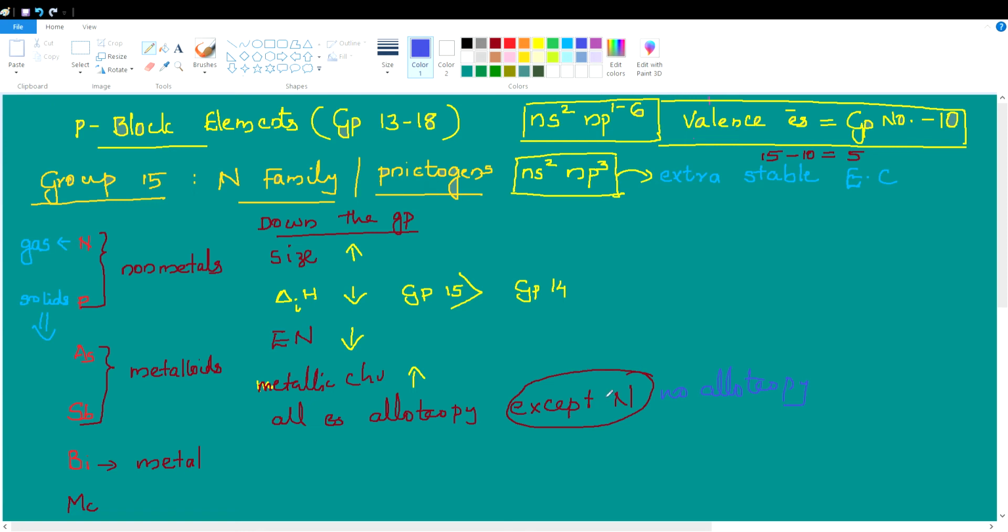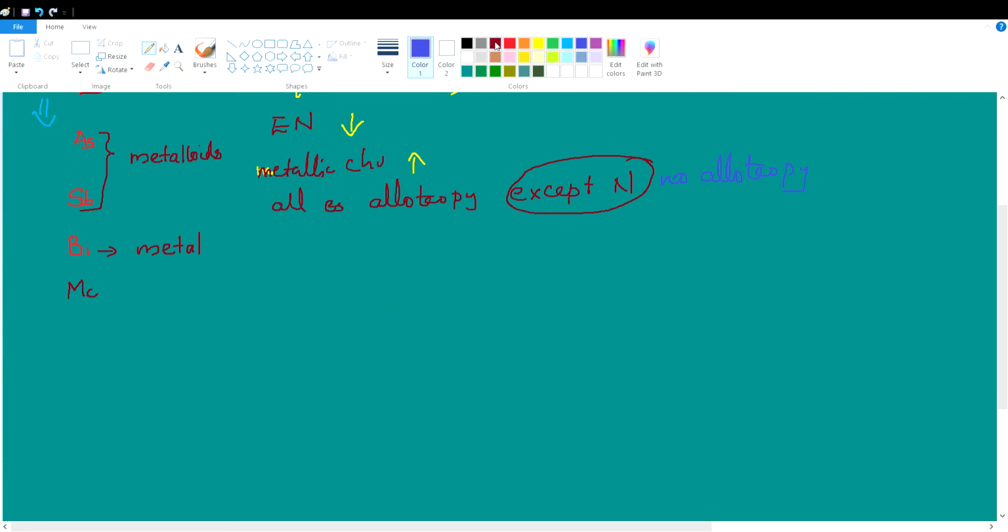Now let us discuss the oxidation state of group 15 elements. The electronic configuration we have already written, ns2 np3, so we can easily find the oxidation states. Because it contains 5 valence electrons, it has a strong tendency to gain 3 more electrons to become stable. So if it gains 3 electrons, it shows an oxidation state of -3.